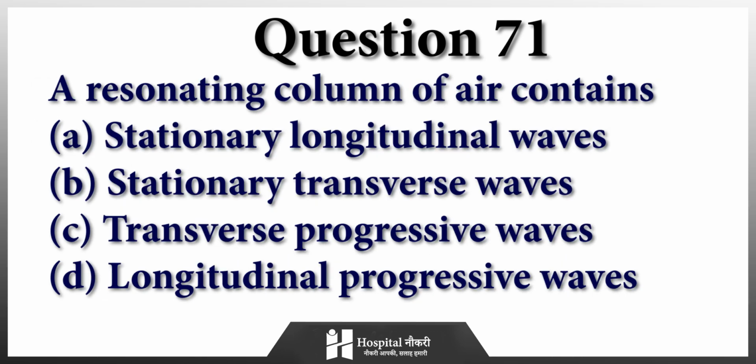Next question is, a resonating column of air contains stationary longitudinal waves, stationary transverse waves, transverse progressive waves, longitudinal progressive waves. Correct option is stationary longitudinal waves.